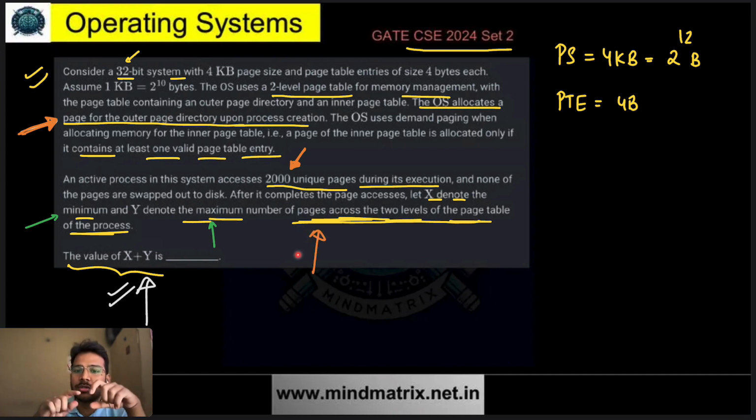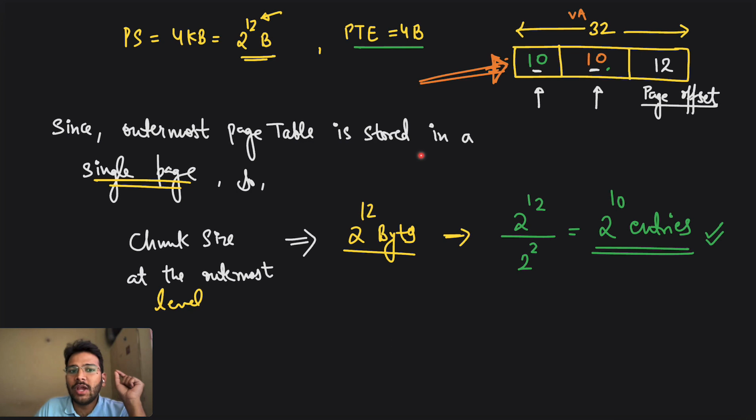That means whenever it is saying number of pages across the two levels, it is talking about the chunks. Because when we are talking about multi-level paging, we deal in terms of chunks, right? And the chunk size in terms of entries. This point should be clear in your head, right? Now, first thing we have to know how many entries are there. So we have to find the virtual address split first.